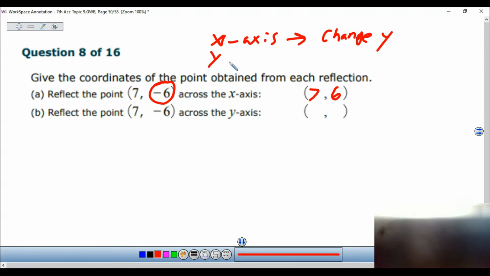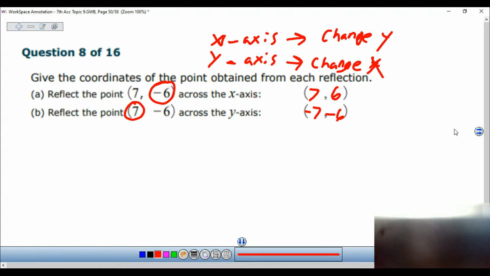When we go across the y-axis, whoa, what happened there? When we go across the y-axis, we change the x. So since we have 7 and -6, we change the x. Now that's going to be -7 and -6. All right, and that's the key. So if you're going across the x-axis, you change the y sign. If you go across the y-axis, you change the x's sign. All right, we're halfway through, guys.